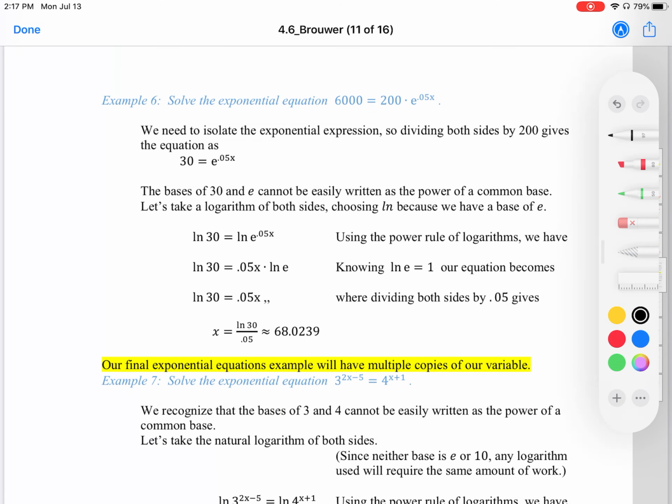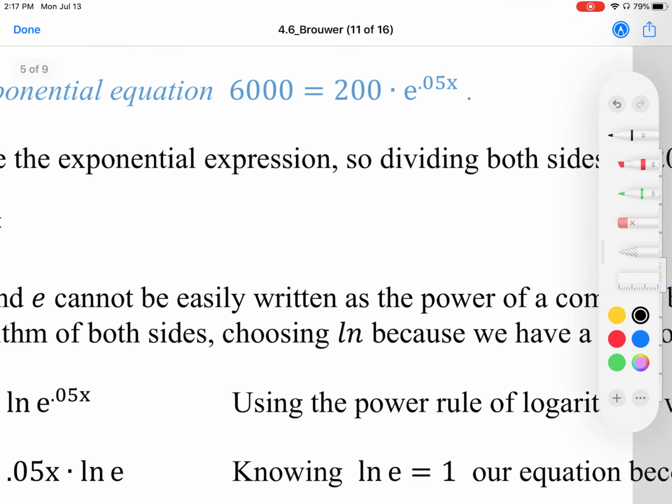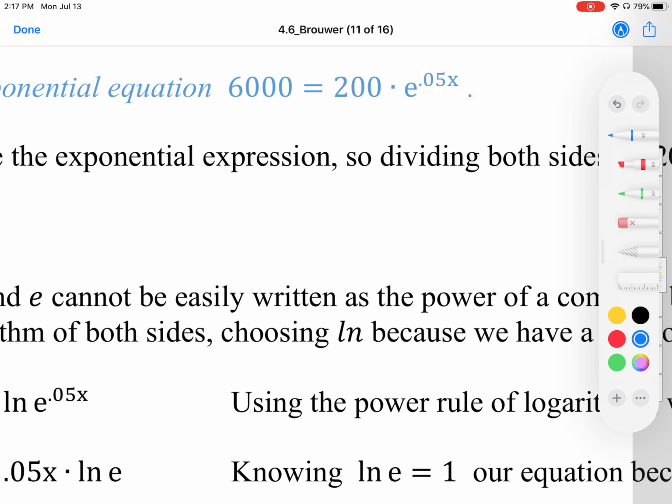Example 6. Solve the exponential equation 6,000 equals 200 times e with the exponent of 0.5x. All right, so let's take a look at this problem. I see the e, so if I have to choose one of them, I would think ln. But we have a problem.